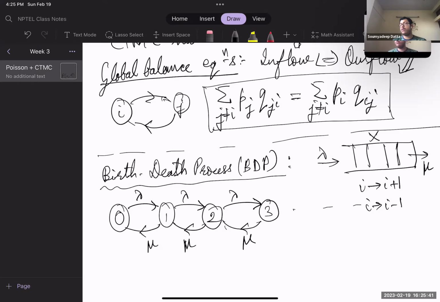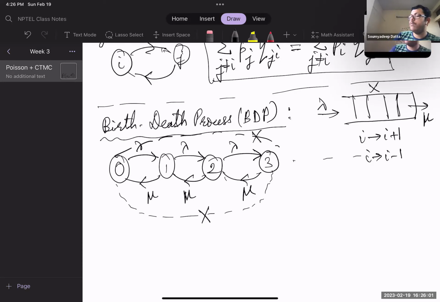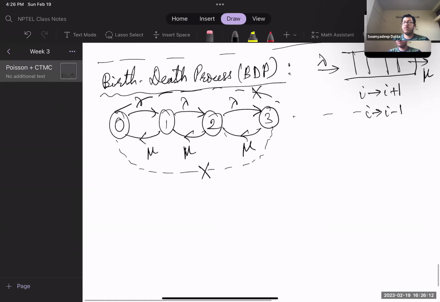This is an example of a birth-death process because, as the name says, there is a birth and a death. There are no other kinds of transitions in this process. Any transition of that kind cannot exist. You'll only have a transition between neighboring states, 0 and 1, 1 and 2, 2 and 3, etc. You won't have transitions between non-neighboring states. That is how these processes are defined.